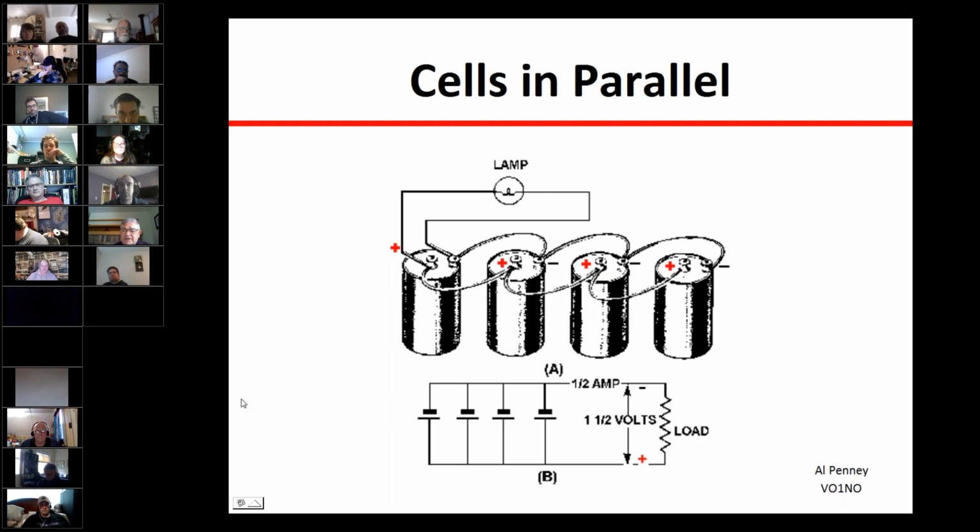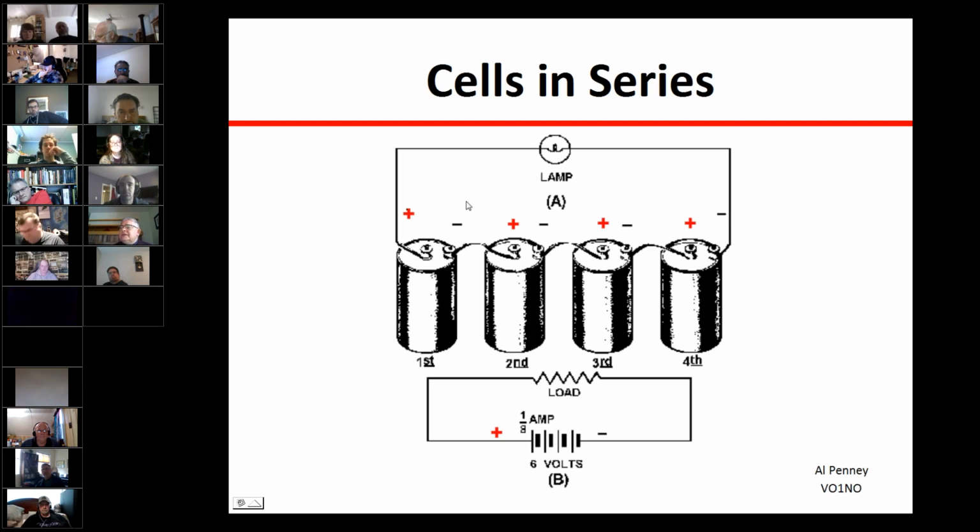So Luke, in series, a flashlight that would burn brighter but not longer. That's right. Yep. And Renee, that's right. Your 2 AAA cell flashlight is 3 volts because the batteries are end to end. That's right. Yep. Okay.